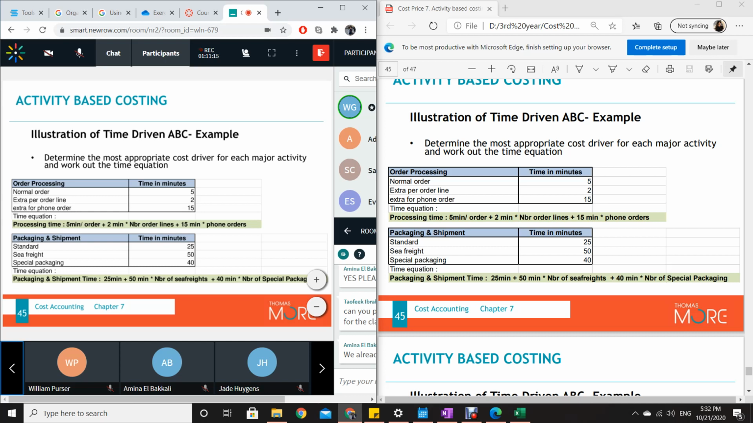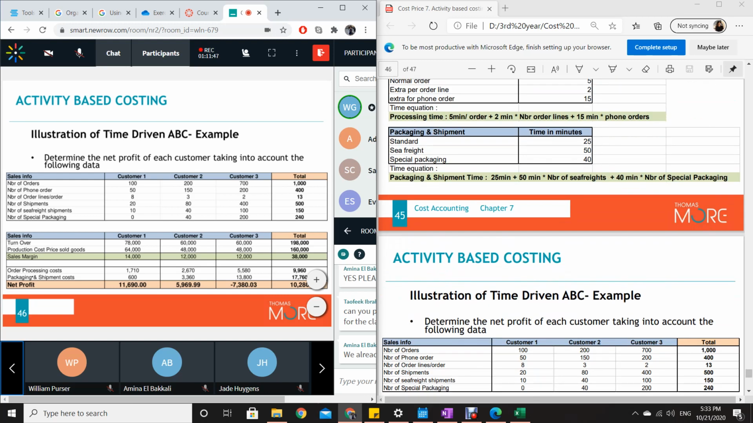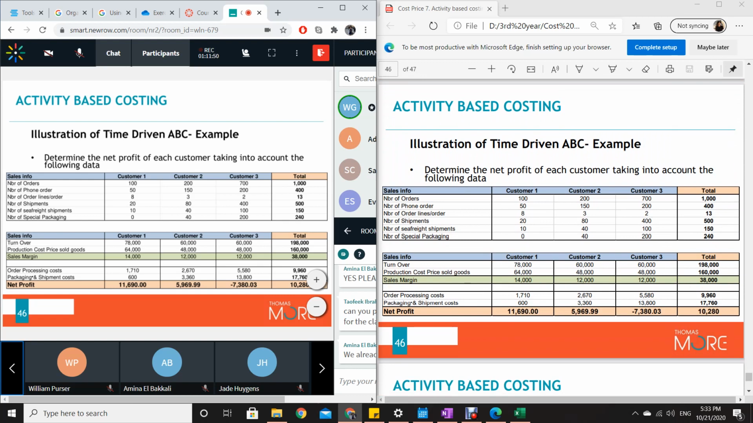For the packaging and shipment, you do the same. A standard shipment takes 25 minutes of these people. A sea freight is a little bit more job, and a special packaging is also a little bit more job. When you go one step further, you see the data for customer 1, customer 2, customer 3, and you can see what they do in a certain period. So customer 1 is doing 100 orders, 50 phone orders, 8 order lines per order. They do 20 shipments, 10 air sea shipments, and 0 special packaging.